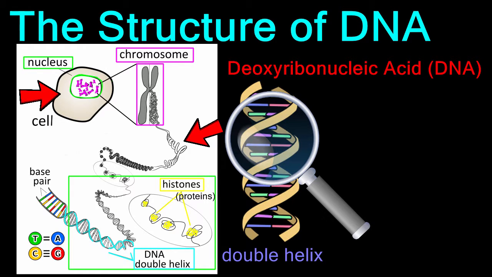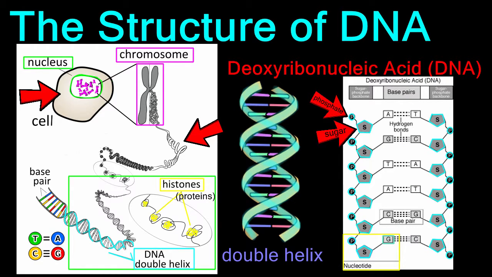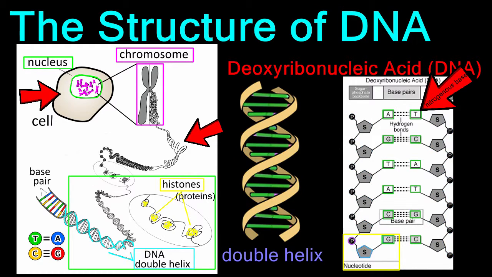If we dissect the DNA molecule even further, we see it's made up of smaller subunits called nucleotides. Nucleotides are made up of a phosphate group, a sugar molecule called deoxyribose, and a nitrogenous base. The sugar and phosphate sit on the outside of the helix and compose the backbone of the DNA molecule. The nitrogenous bases form the rungs of the ladder in the middle.